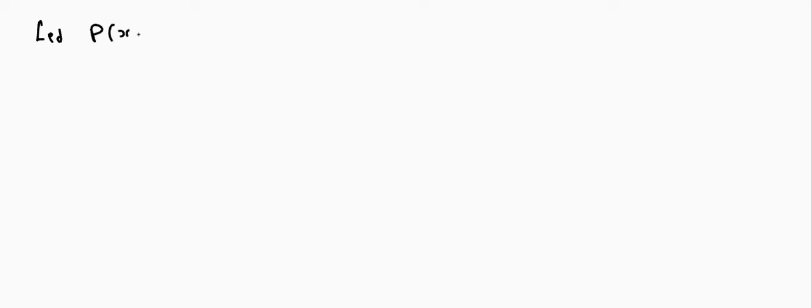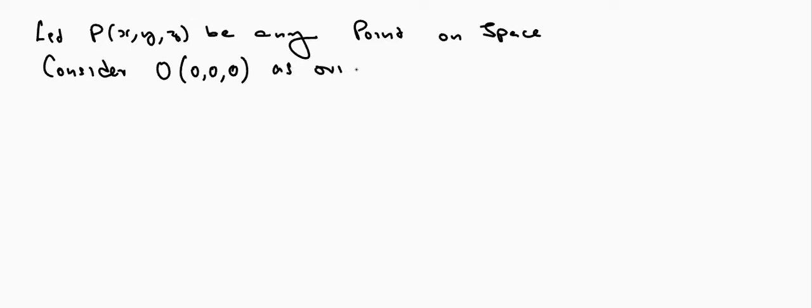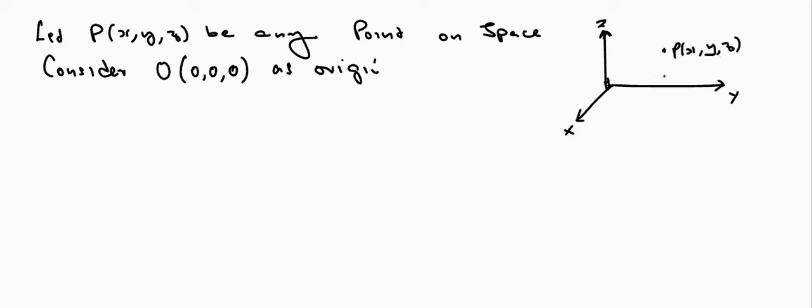Now let us discuss the position vector of a point. Let capital letter P (x, y, z) be any point in space, and let us consider O as origin. Let the three axes be x, y and z-axis.